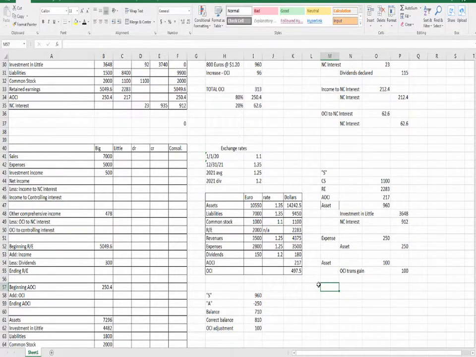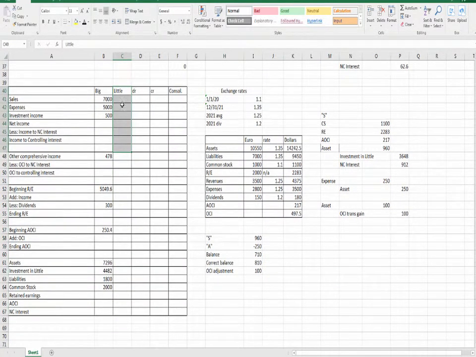I for investment income. Before moving any further, let's go ahead and populate Little's column here so we can pull information right off here. Again, just a matter of copying from the dollar column here to the dollar column here. So assets, that, liabilities, that, common stock, that, beginning retained earnings, that, revenues, that, expenses, that, dividends, that, AOCI, that, OCI, that.